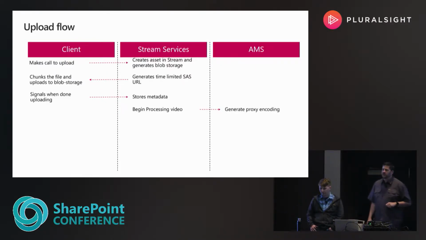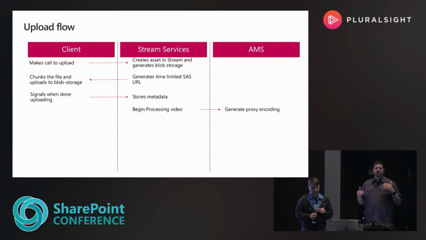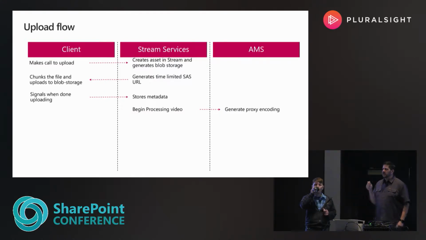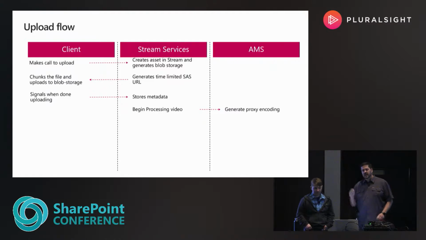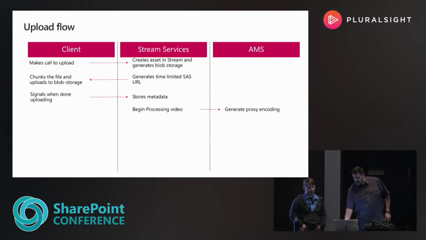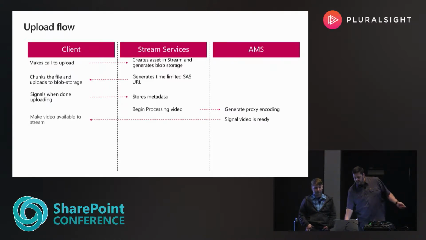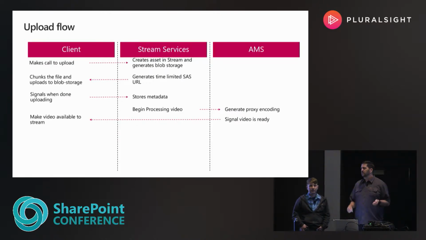So the first thing we're going to do is generate a proxy encoding. This is about a medium bit rate version of the video that we generate as quick as possible to make it available to your users as quickly as we can, even if it's just at 1 bit rate. As soon as that one's done, we'll go ahead and signal back to the UX and make the video available. At this point, users can actually go to the portal and find this video and start watching it. While we're doing that, though, we're going to continue the processing.